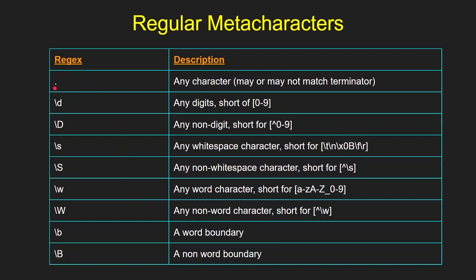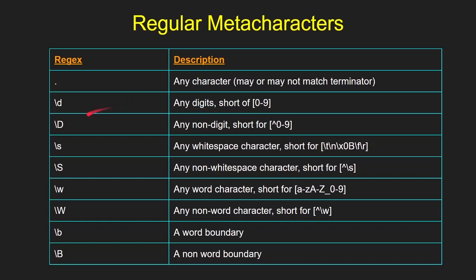First is dot, which means any character which is there in the text. It can be anything. It can be a terminator also. Suppose we want to match ABC dot, so it can be that dot also. And suppose if we have only A and then we want to match that without writing A, we can put a dot. Okay, next is slash d, which means any digit from 0 to 9. We have already seen it for letters. We can do the same for digits also.